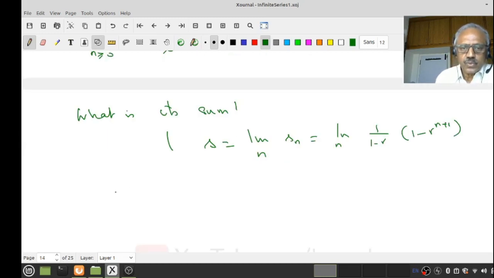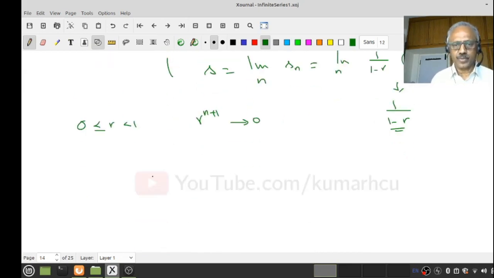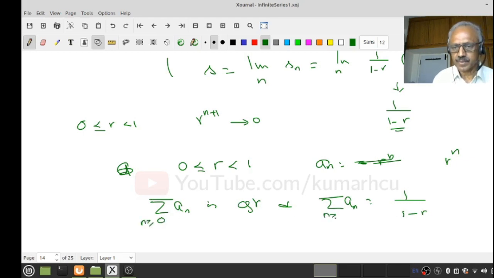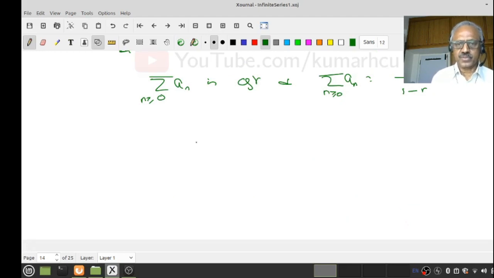Now remember my r is between 0 and 1, therefore r to the power n plus 1 goes to 0. Therefore this goes to 1 by 1 minus r. Therefore what I have shown is, let us fix 0 less than r less than 1, then define an to be r to the power n, then this is convergent and this is equal to 1 by 1 minus r. And remember, I am starting with n equal to 0 onwards, and the sum of this infinite series is 1 by 1 minus r. This is called the geometric series.